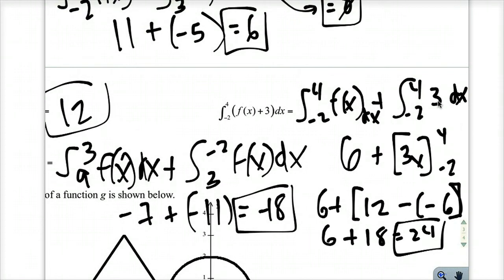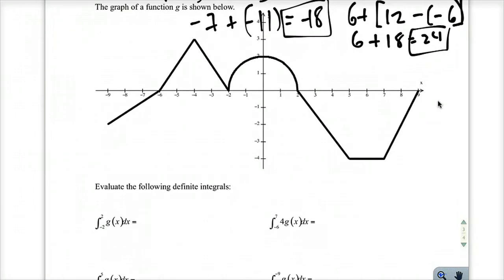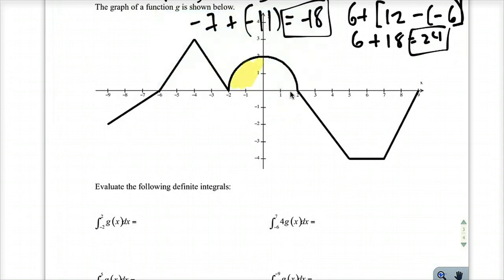Alright, the last section is about a graph again, but they don't give you any numbers. They want you to find out what the area under these curves is based on these shapes. So I'll just do a couple of them. This one says negative 2 to 2. So you notice from negative 2 to 2, this shape looks like a half circle. If you don't see it, I can highlight it for you. It's this piece right here. I'm trying to find that area.